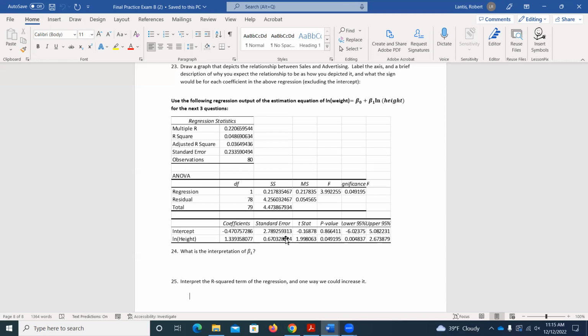And that's one way we can increase the R squared. Another way we can increase the R squared, other than just changing the type of model we're looking at. Okay.